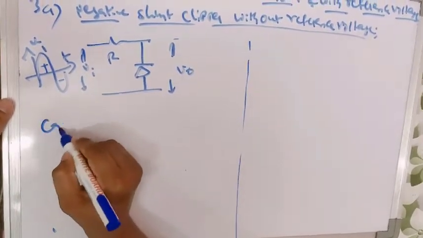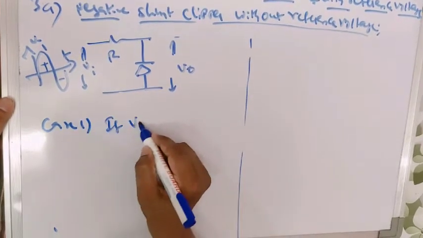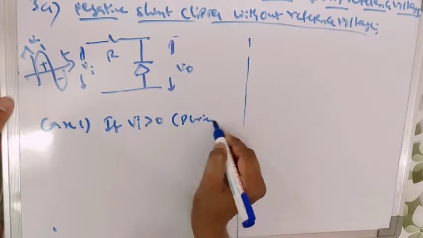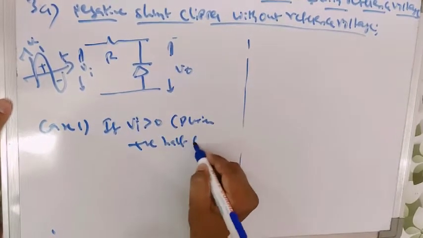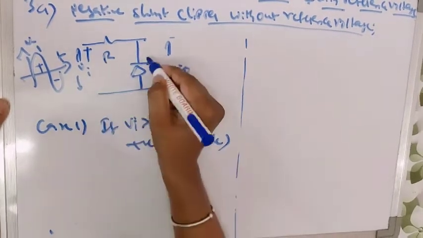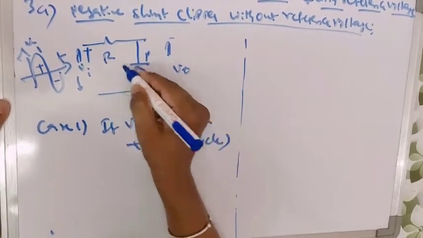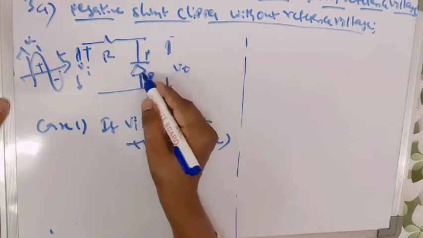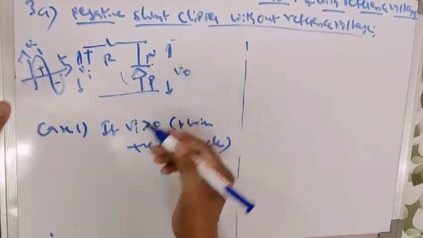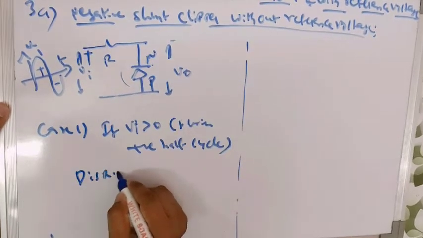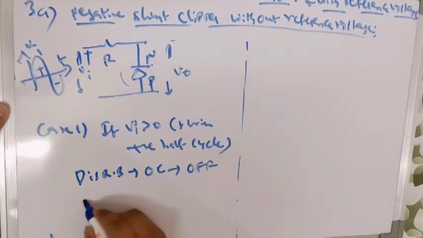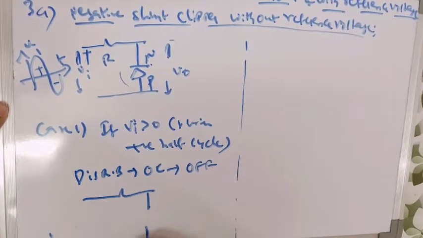Case 1: if Vi is greater than 0, that is during the positive half cycle of the input signal, when positive voltage is applied to the N type, this diode is reverse biased. Because positive is applied to the N type, the diode is in reverse bias. The diode is reverse biased and it is considered as an open circuit, an off switch. So these are open circuit terminals.